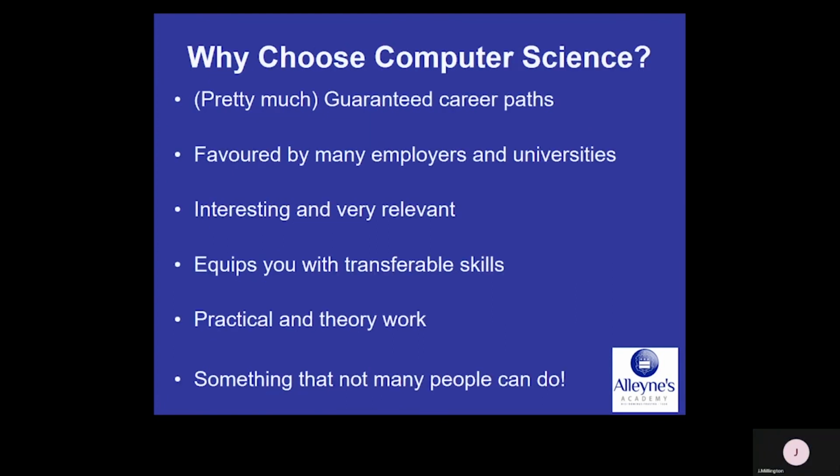Why choose computer science? I can't say guaranteed, but pretty much guaranteed career paths because of the skill set it will give you. It is favoured by many employers and universities, and seen favourably compared to other subjects. It is very interesting and very relevant, and is becoming increasingly encompassing within our lives. It gives you those transferable skills. There is still theory work and practical, so you've got a nice balance of academic versus creative options, and it's something that not many people can do. It really will stand you apart from the rest, so I always like that as well.